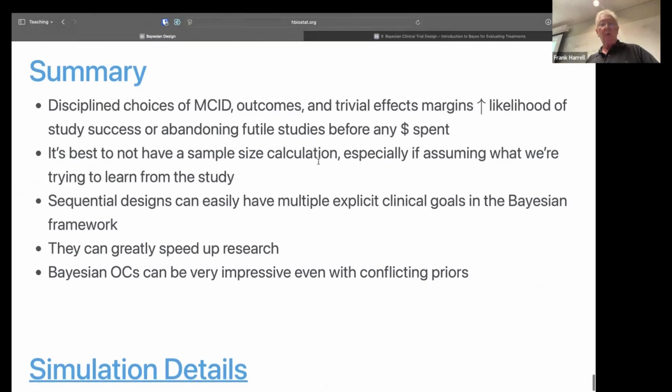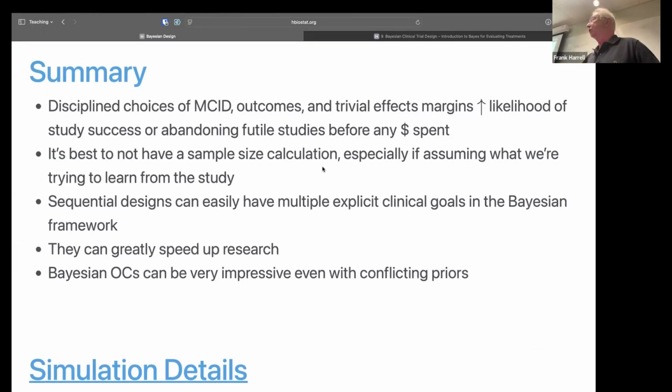It's the best world to not have a sample size calculation. So how do physicists do experiments? They don't do sample size calculations. They experiment until they have the answer. That's called a scientific approach. And it's funny that in traditional statistics, we don't do what physicists do. Physicists know what they're doing when it comes to experiments.